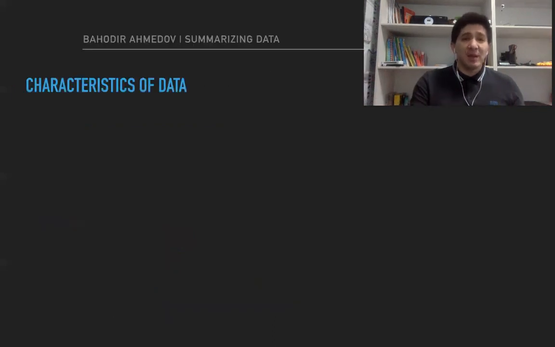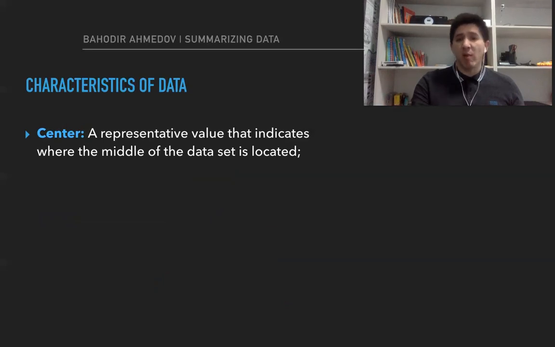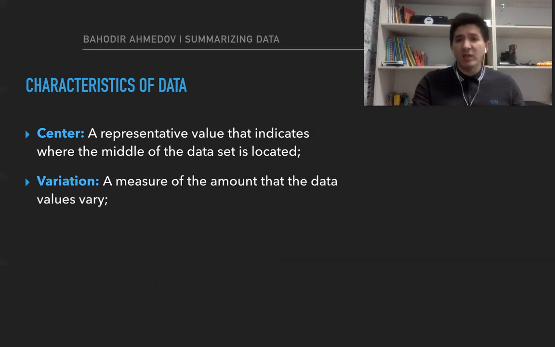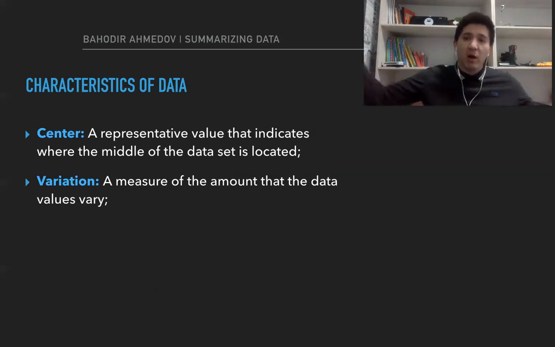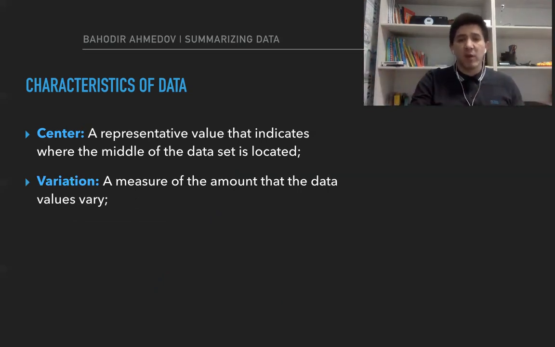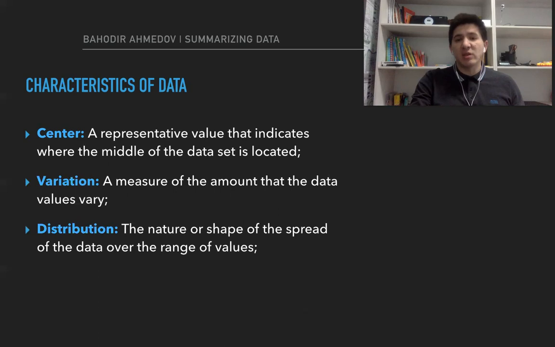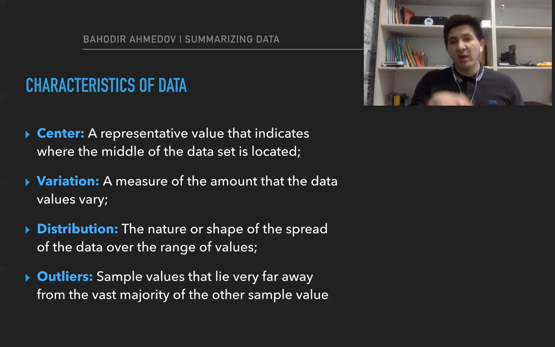So let's summarize. The characteristics of the data are: the center, which is the representative value of the middle of the data set, or the typical value. The variation is how far the data values are spread. The distribution is the nature or the shape of the spread of the data set. And the outliers are the values which are far away from the others.